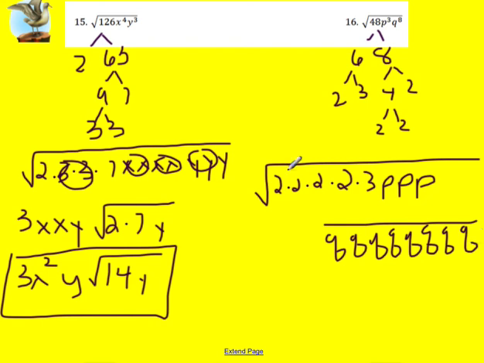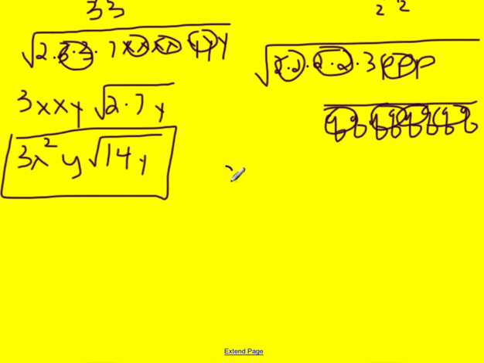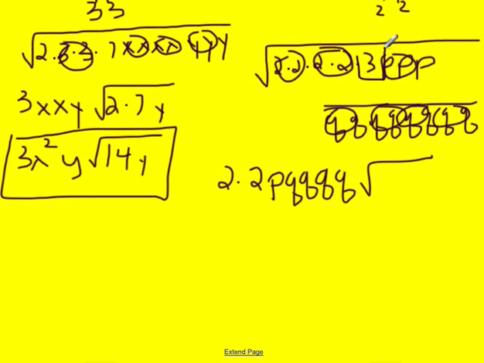Okay, so now let's find our pairs. So we have 2 pairs of 2's, 1 pair of p's, 1, 2, 3, 4 pairs of q's. So then let's go ahead and write out what we have. So on the outside, we're going to have 2 times 2. Then we're going to have a p. And then we're going to have 1, 2, 3, 4 pairs of q's. Still left underneath the radical is 3 and p. So 3p goes underneath the radical.